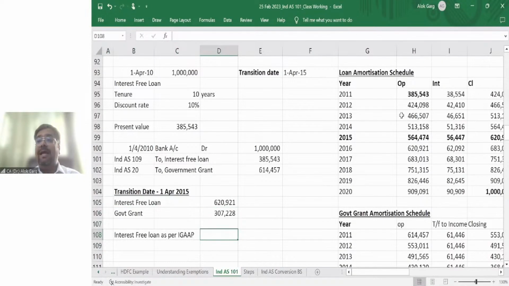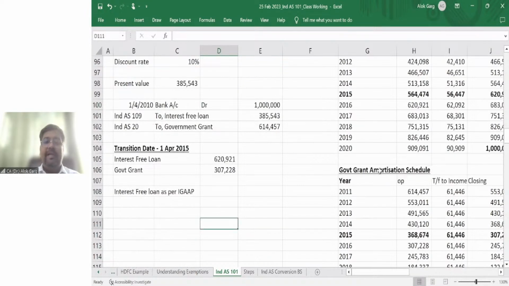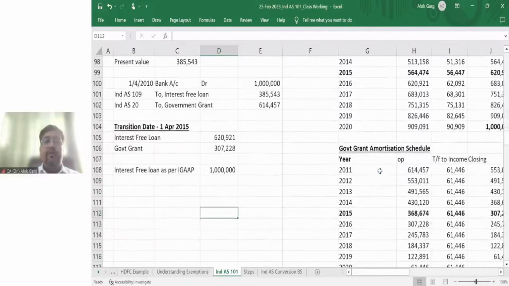What is the interest-free loan as per IGAP? As per IGAP, what was the value? In IGAP, it was 10 lakh because there is no discounting criteria in IGAP. For this interest-free loan, nothing is required to be recognized on a present value basis or on a government grant basis. It will be 10 lakh only. What is the accounting entry in IGAP? It is 10 lakh rupees, bank to interest-free loan.